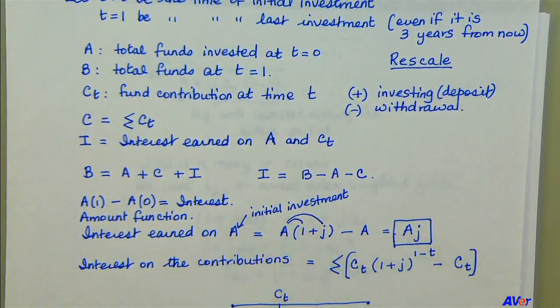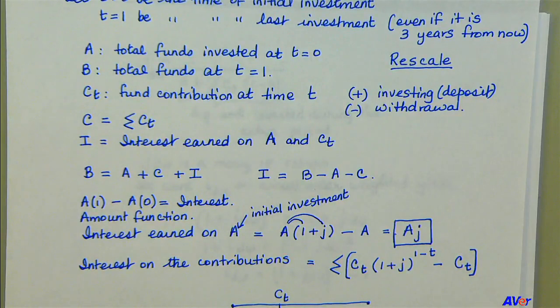Finished. Then there's contributions that came in throughout the period. So maybe you started with $1 million, and then at time 1, 100,000 was deposited, and then at time 2, 50,000 was taken out, and at time 3, another 100,000 was deposited, and so forth. Now we have rescaled the time.